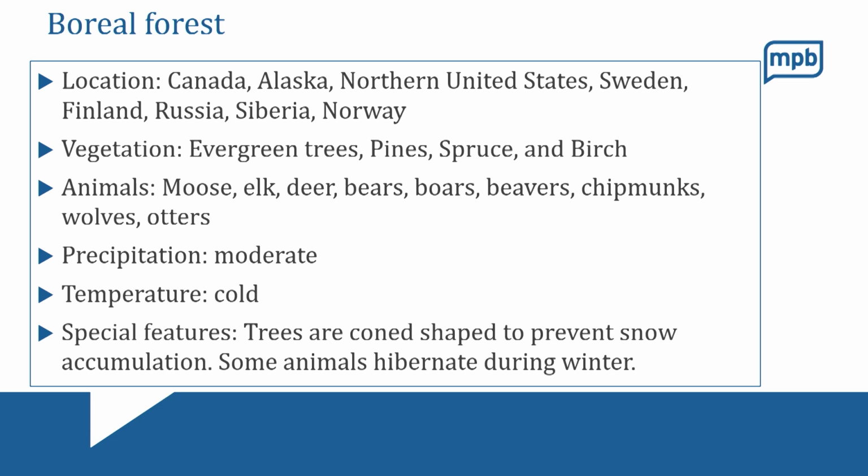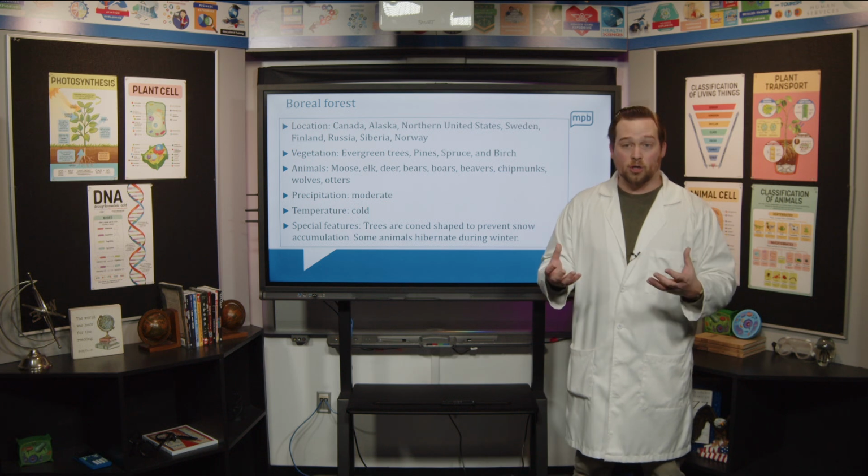Okay, let's look at the special features of the boreal forest. So a lot of the trees here in the boreal forest are cone-shaped. Think of like a Christmas tree, right? Where it comes up to a point at the top, right? Well, this cone-shaped feature of the trees, that's for a particular reason. It helps to prevent snow accumulation.